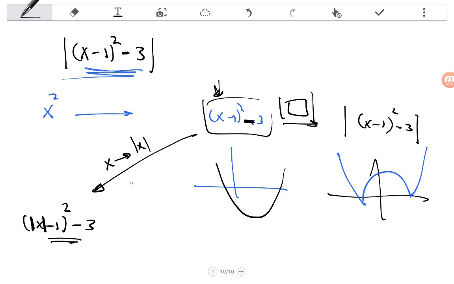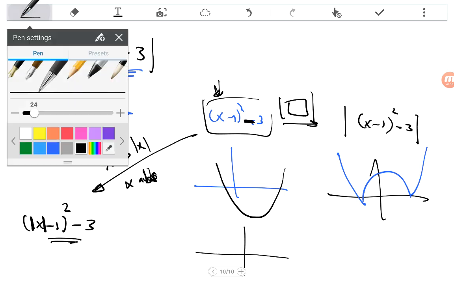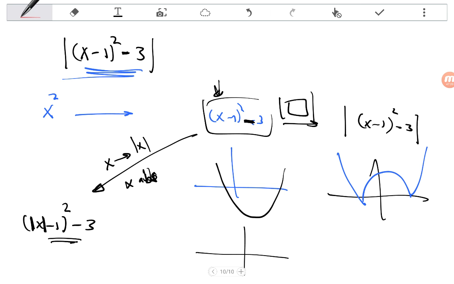Now this is called x absolute. How would I make this? Do you remember? It's called evening of the function. I will just take the positive side as it is, remove the negative side, and make a reflection like this. So this is the graph of this function.